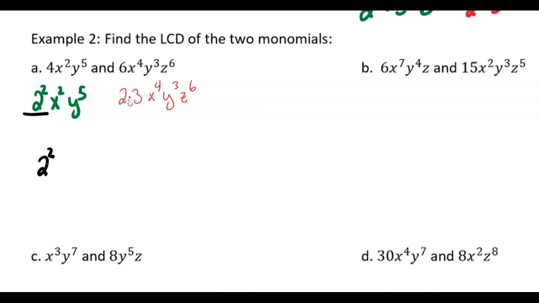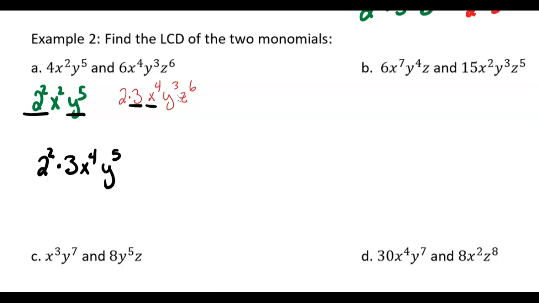Okay, now look at the 3. There's a 3 on the red group of numbers, but over here on the left, it did not have a 3. Choose the higher amount. We want to use this 3. Now compare the x values. So I have x squared, and I have x to the 4th. Choose the higher amount between the two. That's x to the 4th. Okay, now let's compare the y's. Y to the 5th is on the left, y cubed is on the right. The higher amount is y to the 5th.